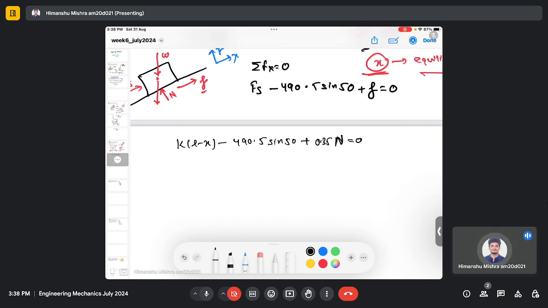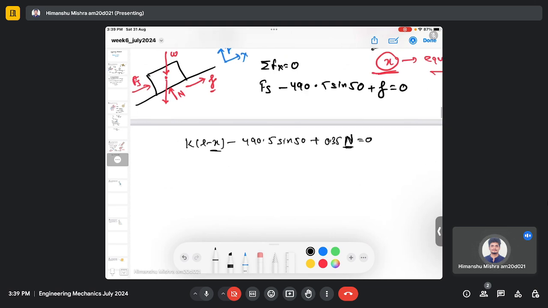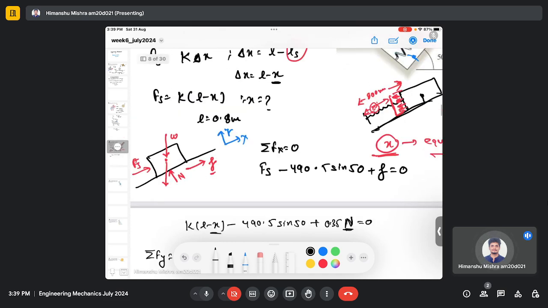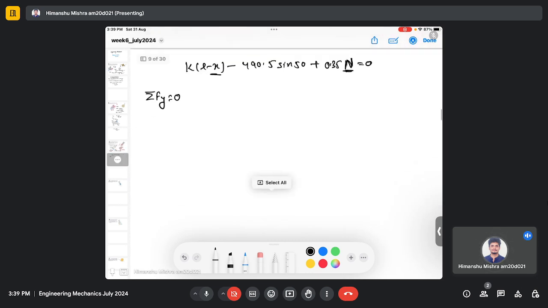And so here we can see that x and n both are unknown in the equation. So we need one additional equation. Let us do the force balance analysis in the y direction and equate it to 0, because the system is in equilibrium. So in the y direction we have the normal force which is acting and the component of weight. So here N minus 490.5, which is weight, cos 50 equal to 0. So from this equation we can find N, and once we find N, we can substitute the value of N here to find the unknown x.